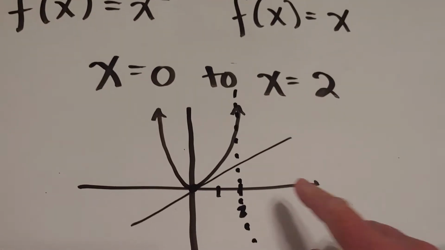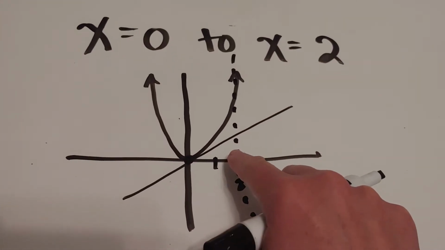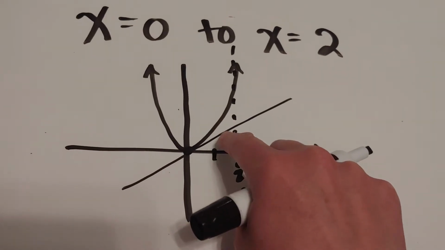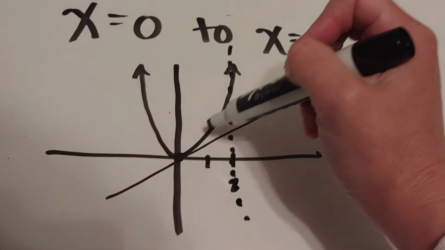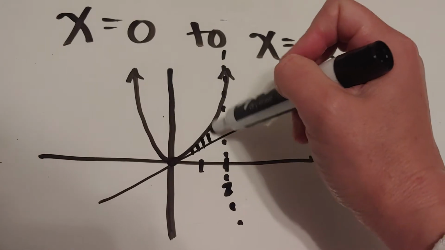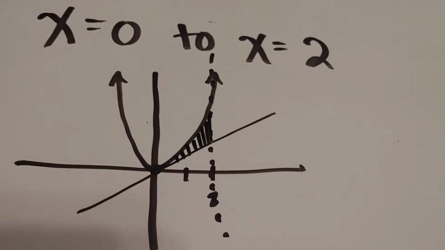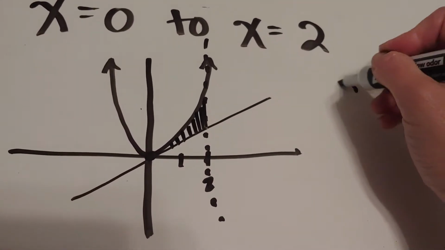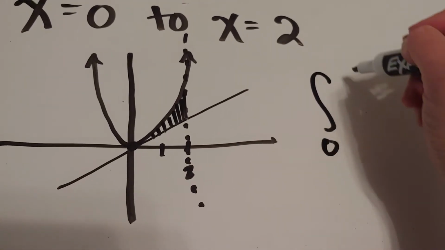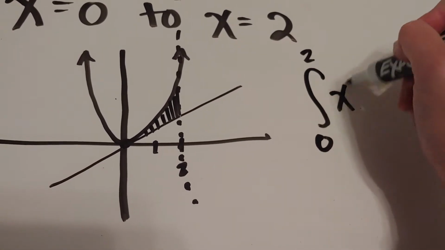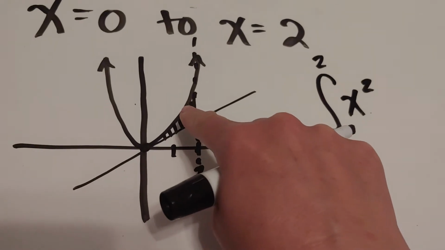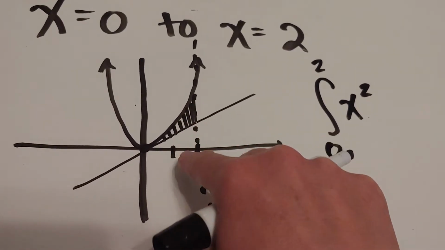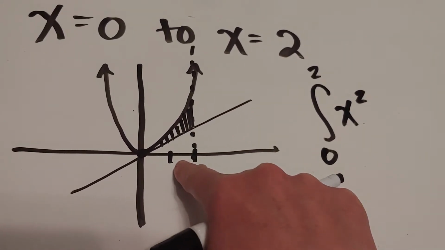All right, now, it's kind of hard to see what area I'm talking about, but it's between the two functions. So what I'm going to have here is it's actually this area that I want to find. Okay, so let's think about this. If I integrate from 0 to 2, x squared, it's going to find the area from the top of the parabola all the way down to the x-axis.